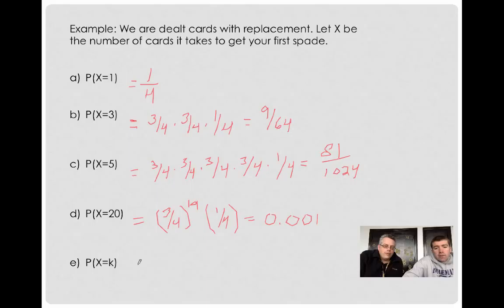Let's find the probability it's going to take k times. So this is kind of a general formula. We would have basically our failure rate, which would be 3/4. Now, if it happens on the k-th time, that means I have to fail one less than that. Like in the 20, we had to fail 19 times. So that'd be k minus 1 times my success, which would be 1/4. Don't move this yet. We want to write down these values for what we do next.